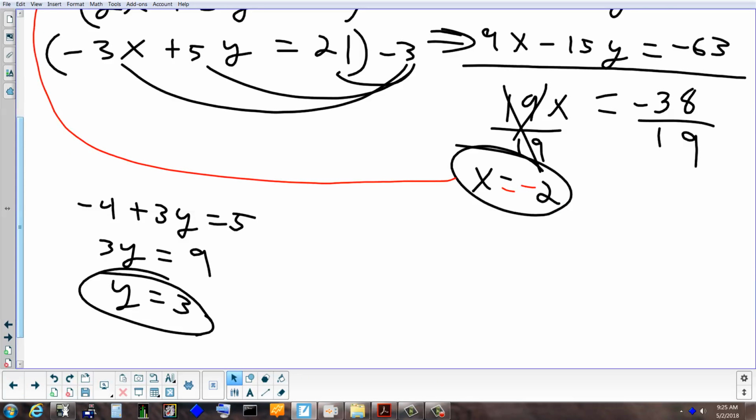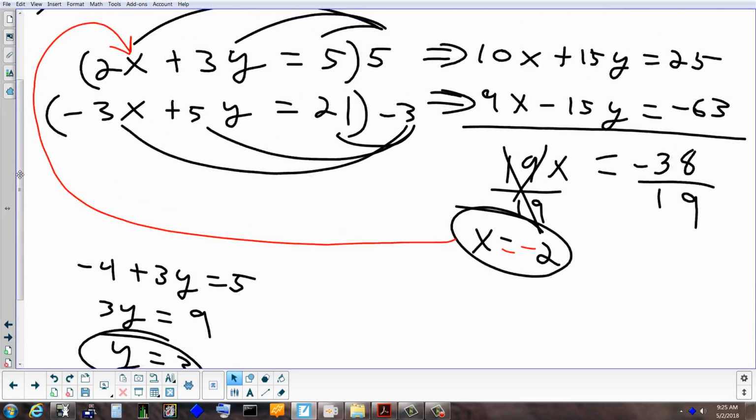So we get y equals 3. Now, if you were to graph this 2x plus 3y equals 5, what shape would that look like? It's not written the way we would normally write the equation for this shape, but what shape would it look like?